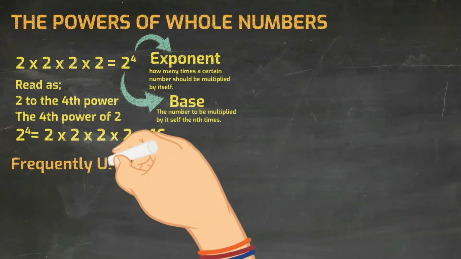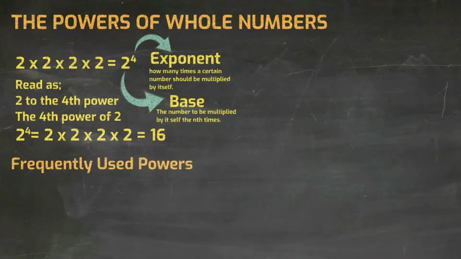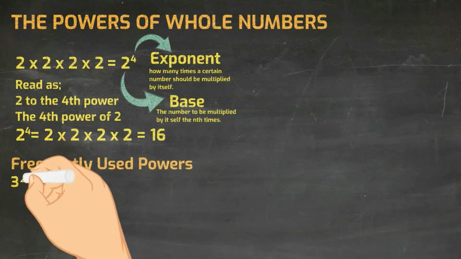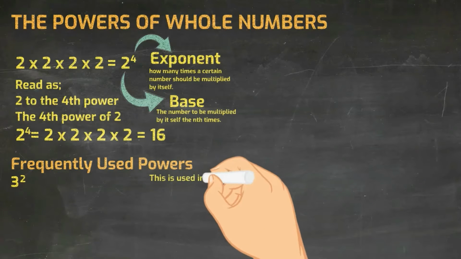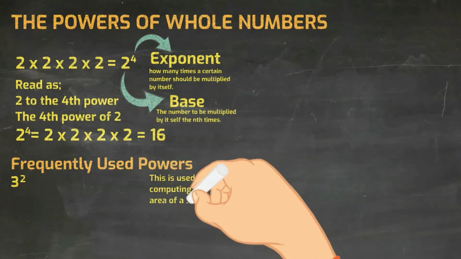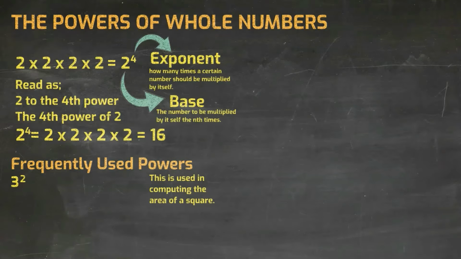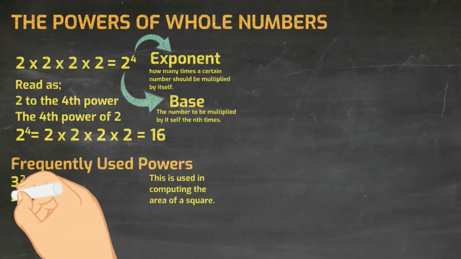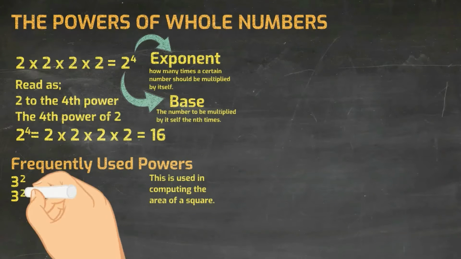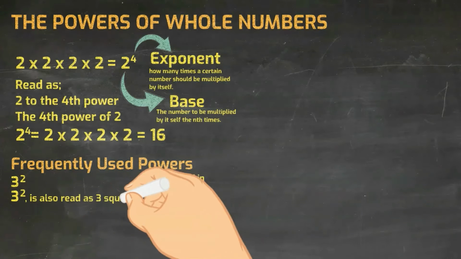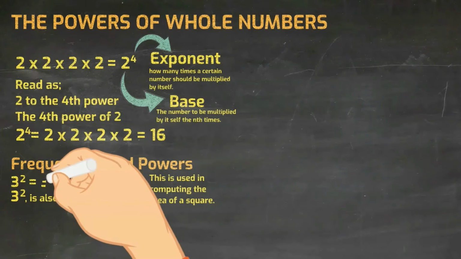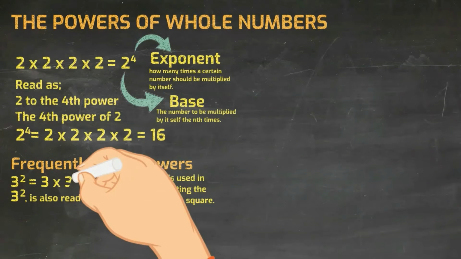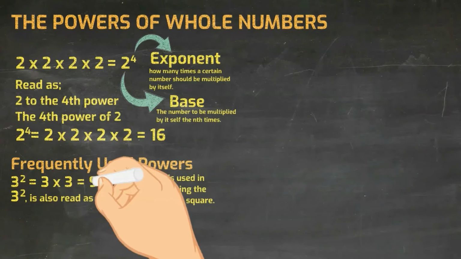There are also frequently used powers. For example, 3 to the 2nd power. The 2nd power is frequently used because it is used in computing the area of a square. And because it is used to compute the area of a square, the expression 3 to the 2nd power can also be read as 3 squared. If we are to evaluate, 3 squared is equal to 3 times 3. And this is equal to 9.